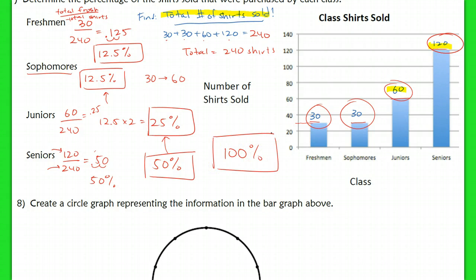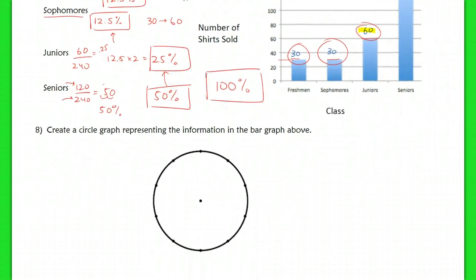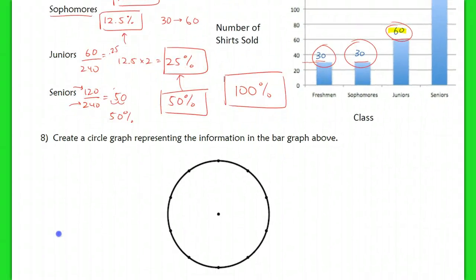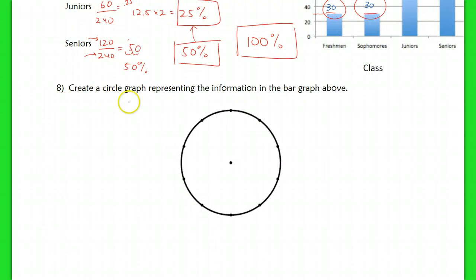Okay. Now the last question here says to create a circle graph that represents the information in the bar graph. Okay. So one thing that you need to do before you even try to make a circle graph is to make sure you have the breakdown of the percentages. So that's why we calculated that already. So we have the freshmen. They have 12.5% of the shirts that they purchased. The sophomores purchased another 12.5%. The juniors were at 50%, or I'm sorry, 25%. And the seniors were at 50%.